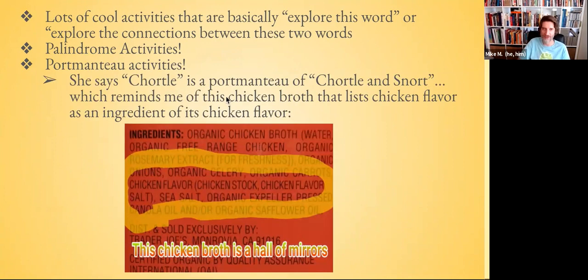And she mentions that chortle is a portmanteau of chuckle and snort, which reminds me of this chicken broth that lists chicken flavor as an ingredient of its chicken flavor. So what I want to know is, is there chicken flavor in the chicken flavor in the chicken flavor? Because it looks like there might have to be. Anyway, it's all very entertaining.